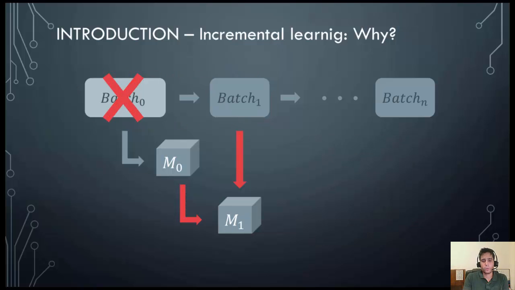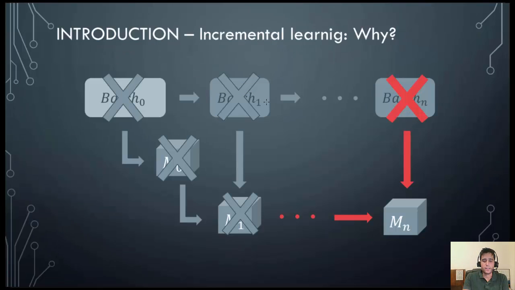Then what we would like to do is just to go on in this process and just remove from the memory both M0 and batch 1 and go on in this way till we end up with a single model Mn that should encode all the knowledge we have extracted from all the images we have seen so far.